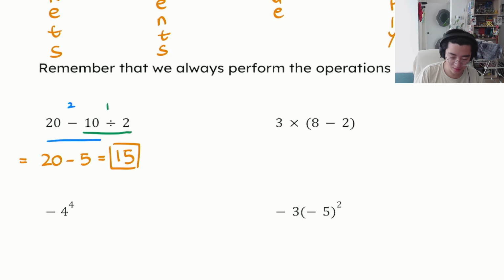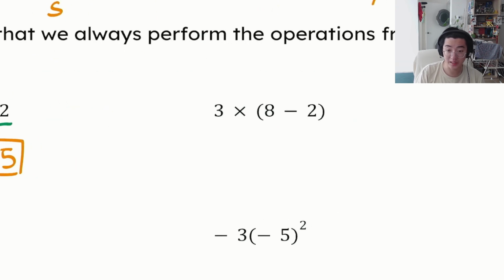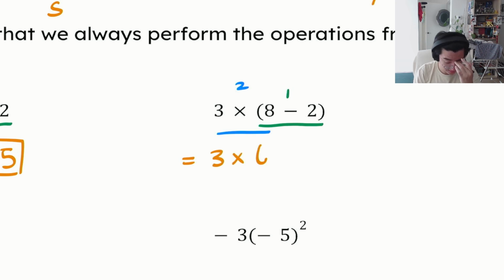And of course, sometimes we get brackets. And we do whatever's in a bracket first, even if it's subtract. And then we do multiplication here in this case. So we got 3 times 8 minus 2, which is 6. 3 times 6 is 18.